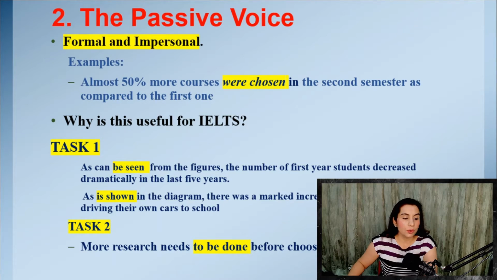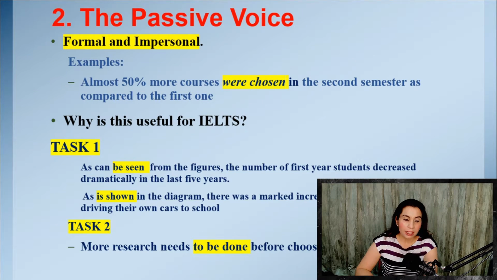Now where is it used in IELTS? It is used both in task 1 as well as in task 2. Now task 1, we have already told that there are graphs and figures where we have to report what is mentioned or illustrated in the figures, and formal language is advisable. The first example is, as can be seen from the figures, the number of first year students decreased dramatically in the last 5 years. So this was a survey that was held, and this was the thing that was reported. And here the passive voice makes it more formal.